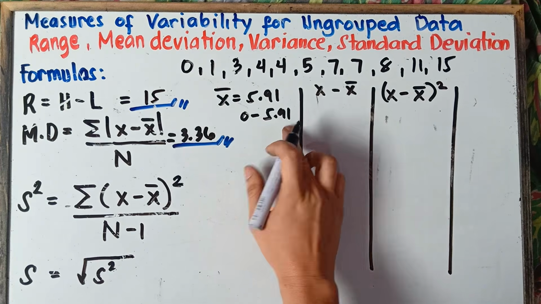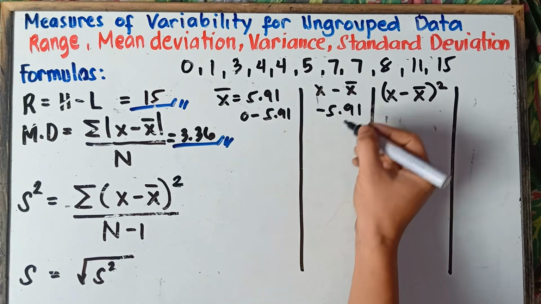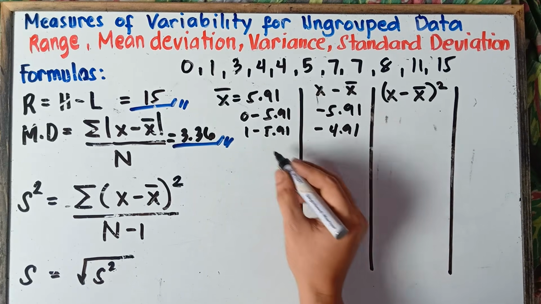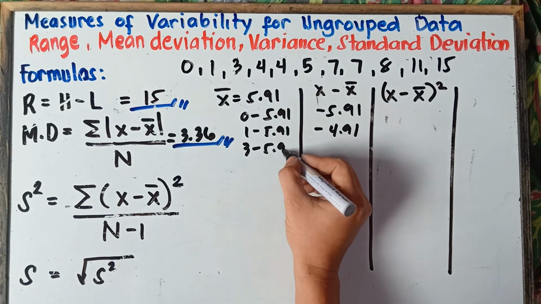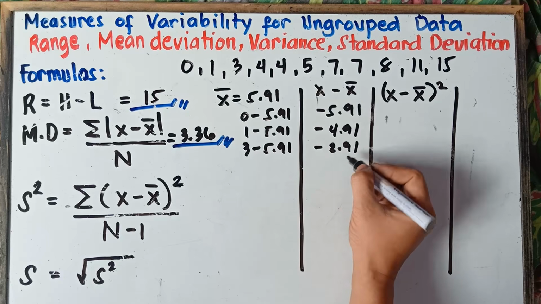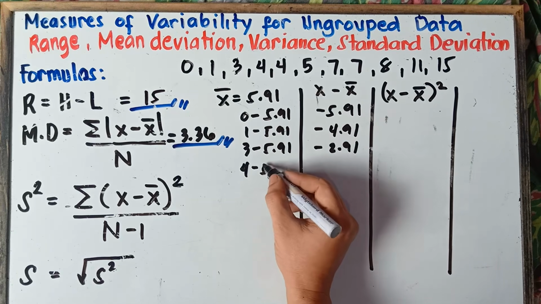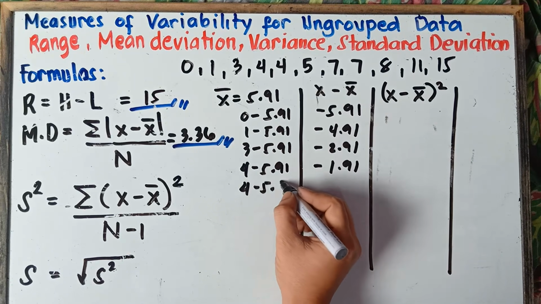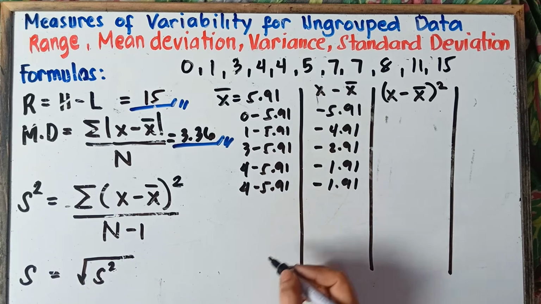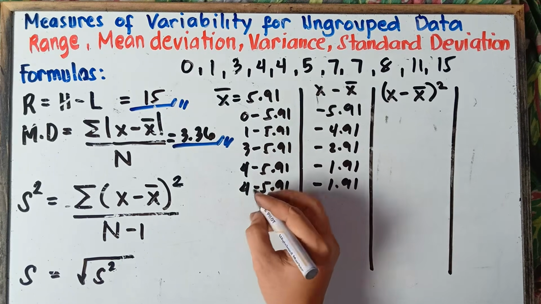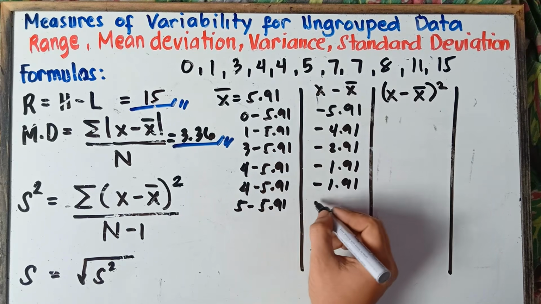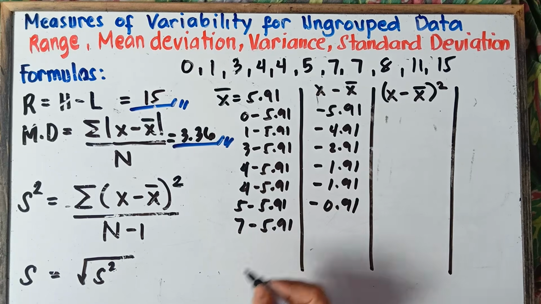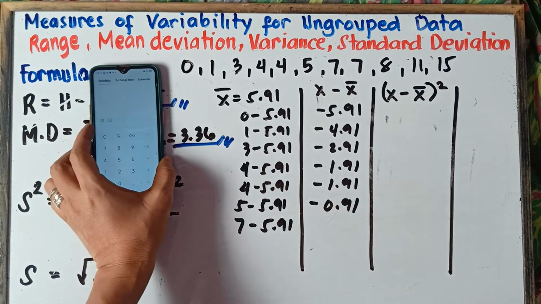So 0 minus 5.91, that would be negative 5.91. And then 1 minus 5.91, that would be negative 4.91. 3 minus 5.91, that would be negative 2.91. 4 minus 5.91, that would be negative 1.91. 4 minus 5.91, negative 1.91. And then 5 minus 5.91, that would be negative 0.91.